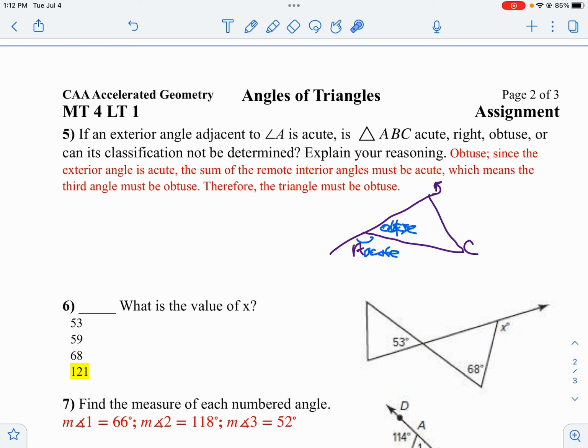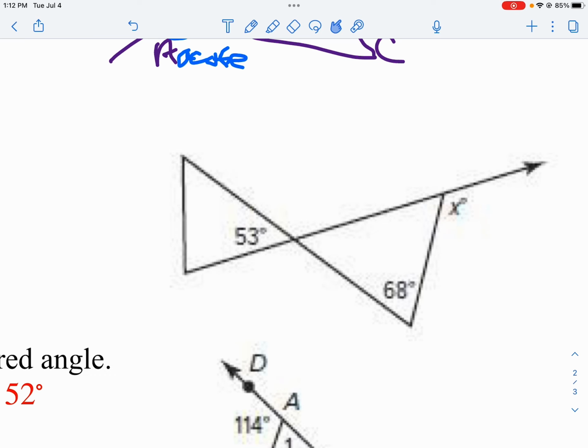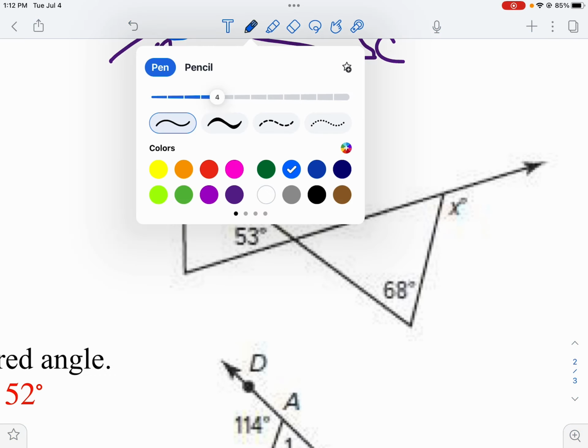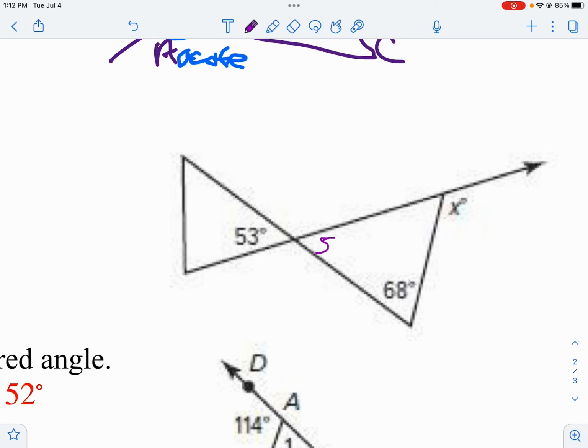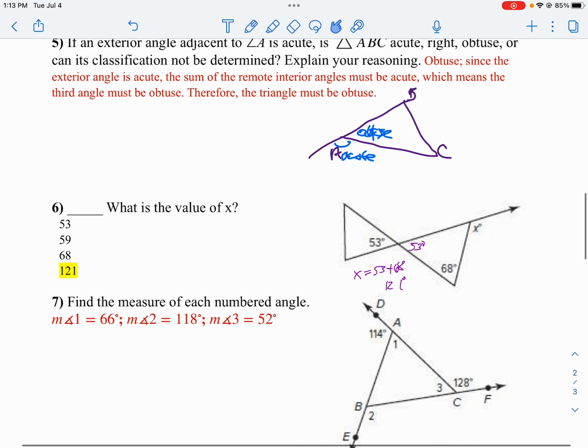Okay, on number 6, let's find the measure of angle x. Well, we've got vertical angles here. So what I'm going to do here is I know my vertical angle has to be 53 degrees. So then x equals 53 plus 68. 8 plus 3 is 11, and 6 plus 6 is 12. So that's going to be 121 degrees, which is what I highlighted there for you.